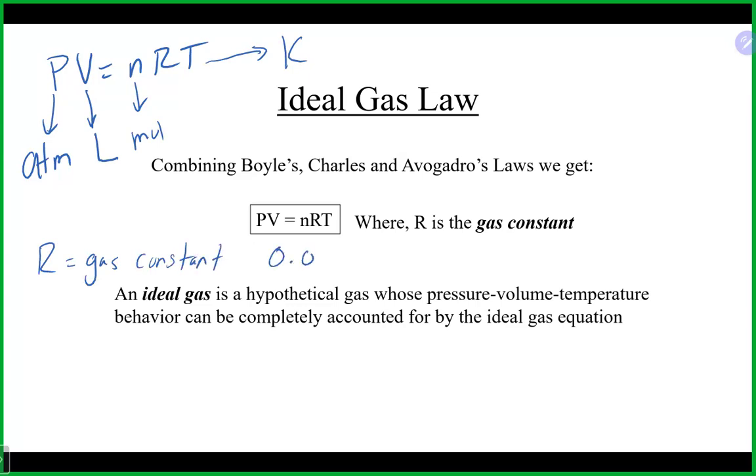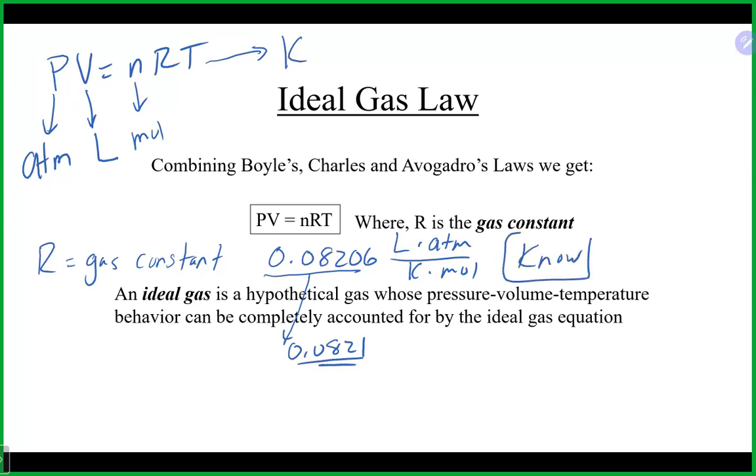It is 0.08206 liters times atmosphere divided by Kelvin times mole. I personally use this number because that's what they beat into my head, but a lot of books nowadays will round a little bit to 0.0821. Either one of those is good, but you do need to know the gas constant. As you can see, the units associated with the gas constant are liters times atmosphere divided by Kelvin times mole, and that is why everything else in there has to be in those units.